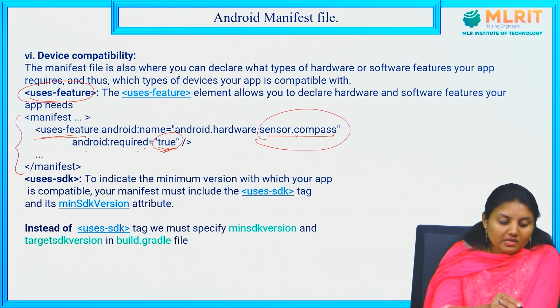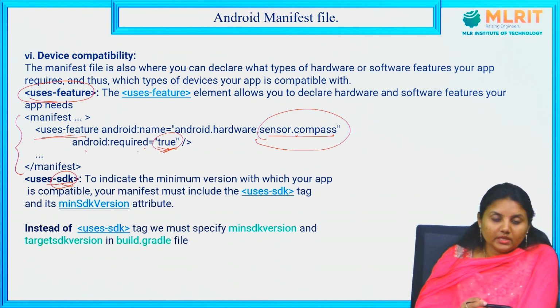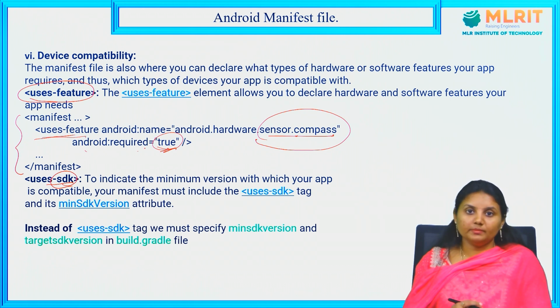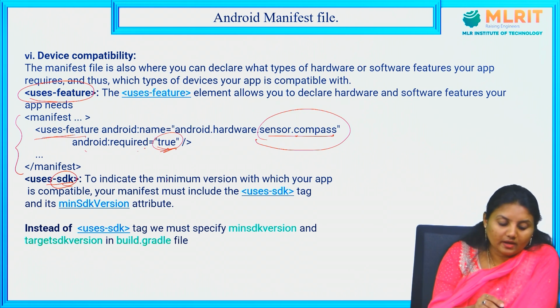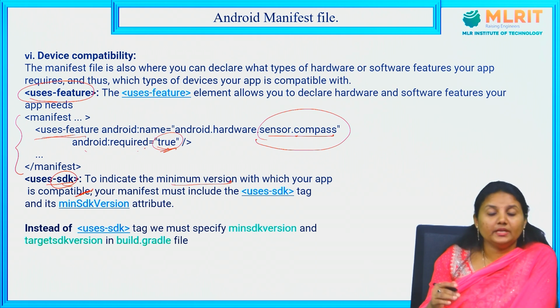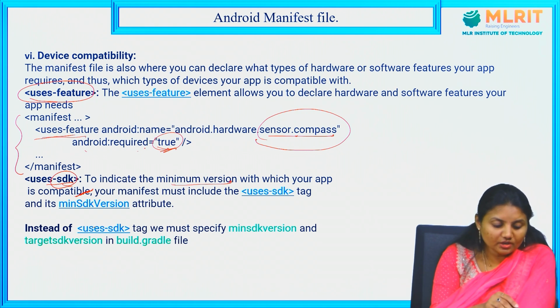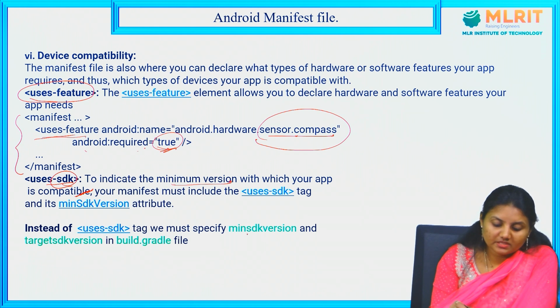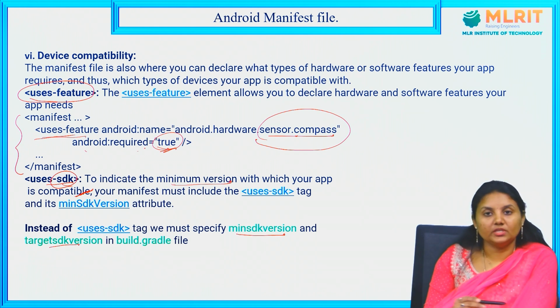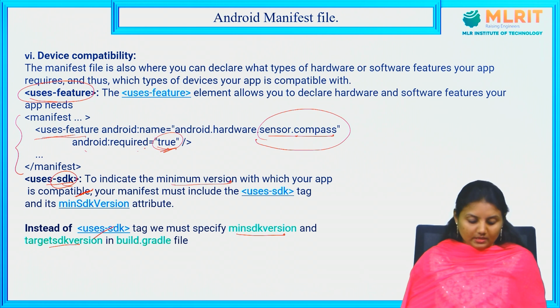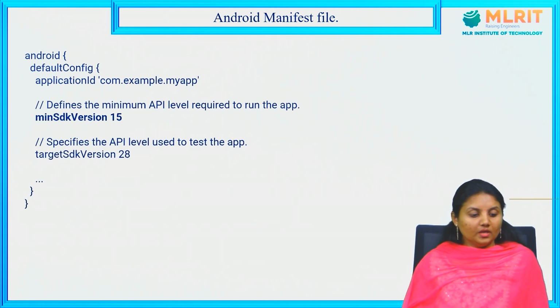Then similarly Android SDK. SDK is a software development kit where it binds everything: the emulator, the activities or the editors, libraries, the dependencies, all we are using. All these are nothing but SDK tools, right? So uses-sdk is to indicate the minimum version with which your app is compatible. If it is compatible, then only you will be able to execute or run your application. Instead of this uses-sdk, you can also specify the minimum SDK version and target SDK version in build.gradle. But by default, we can give this uses-sdk in the manifest file to make it applicable to your application. So this is how we are giving.